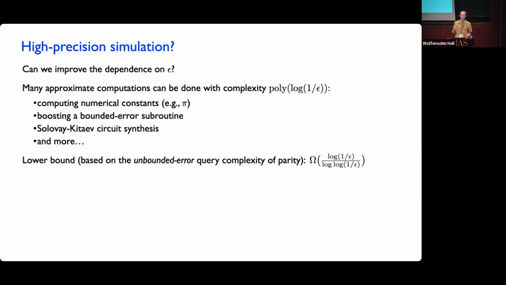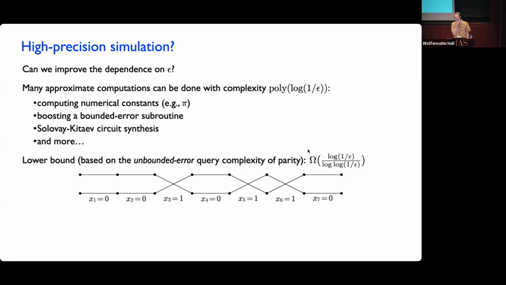On the other hand, what can you say about the limits on what you can do? It turns out you can show, again using a query lower bound related to this parity computation problem, that if you want to simulate the Hamiltonian dynamics within error epsilon, you need at least this many steps. You need a number of steps that grows at least like log 1 over epsilon, actually over log log 1 over epsilon.